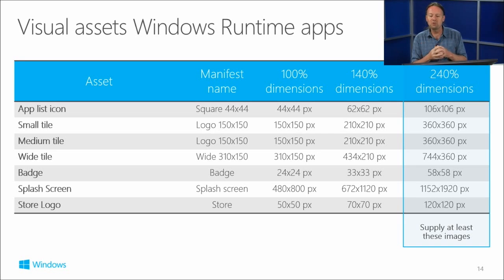So do the 240% ones. Whatever you do, don't create 100% dimension images and then go into Paint or Paint.net and simply blow them up, because you're just going to end up with poor quality high-res images. Start the other way. Create your high-res ones, and then if you really want to supply different images for the lower scale factors, you can, and you can specify them in the manifest editor. But in all honesty, there are not going to be many cases where you're going to want to do that. Just supply the 240% scaled images.